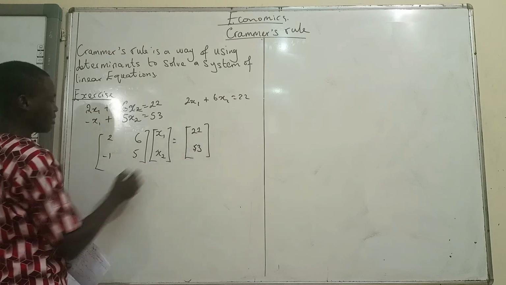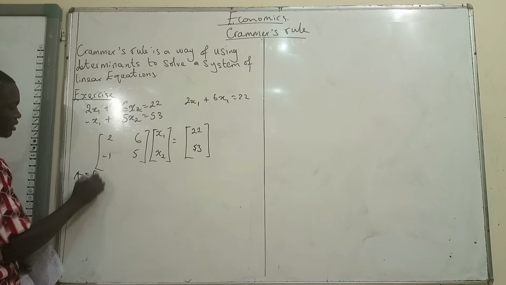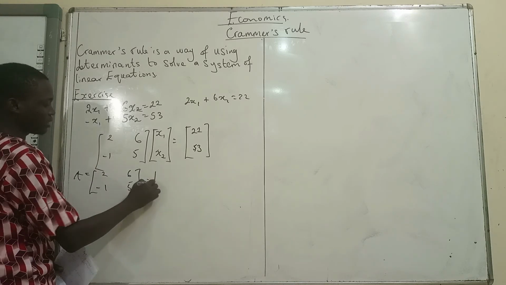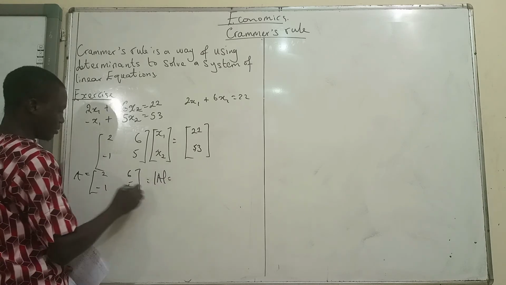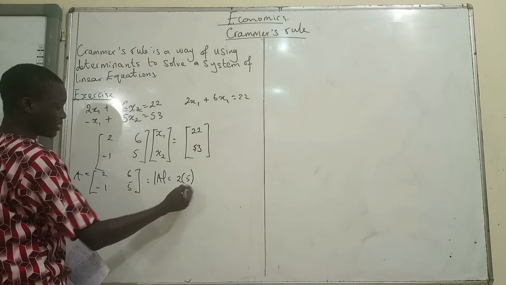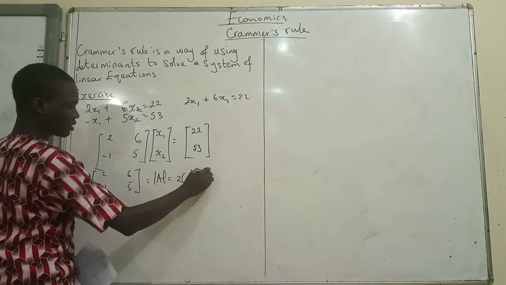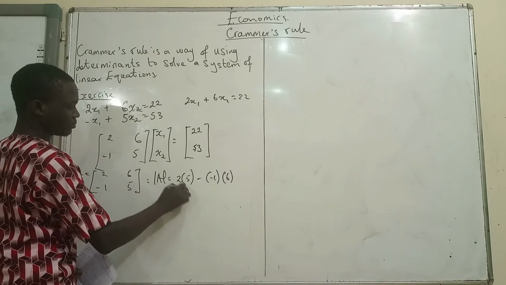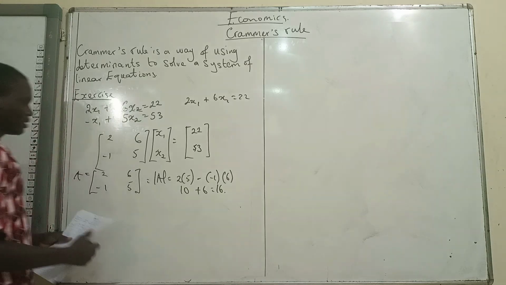Okay, so the first thing that we do is, this is matrix A, right? So 2, minus 1, 6, and 5. We have to look for the determinant of matrix A. 2 multiplied by 5, minus 1 multiplied by 6. So this is 10, minus times minus is plus 6, and that's going to give us 16. So the determinant is 16.